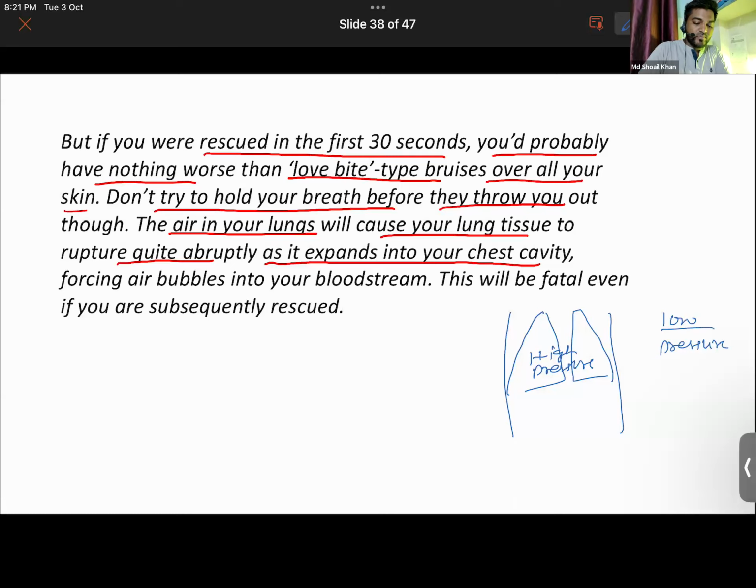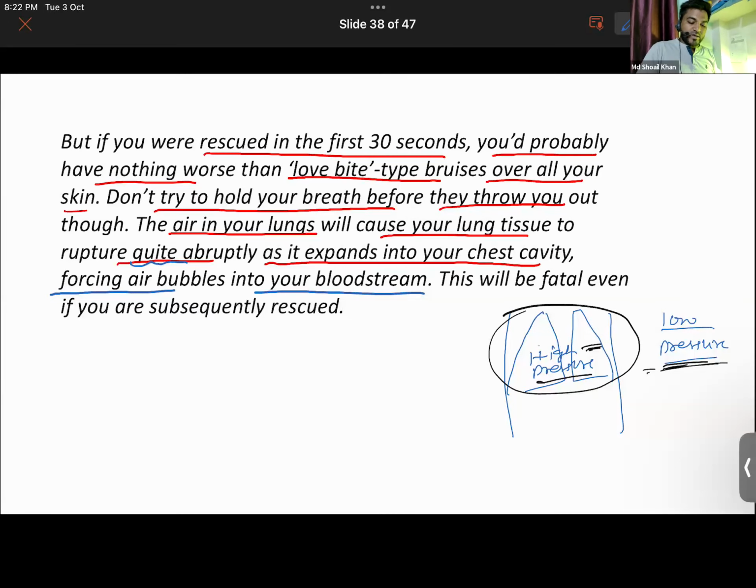Ahmed, are you there in the class or not? Yes, sir, I am. We know that here the pressure is high and here the pressure is low, right? There is movement or transfer of something from a high pressure to a low pressure area. So the constituents within the chest cavity will start to expand because there is a pressure difference between the body and the outer environment, that is the space. The tissues of the lung will start to expand and almost rupture, breaking the ribs also. It will be forcing air bubbles into your bloodstream also.